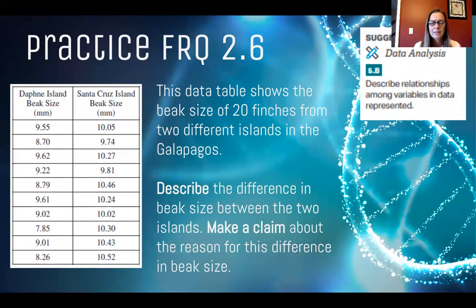All right, so here's our practice FRQ for evolution. We have this data table that shows the beak size of 20 finches from 2 different islands in the Galapagos. I want you to describe the difference in beak size between the 2 islands, and I want you to make a claim about the reason for this difference in beak size. Remember, make a claim is one of our key prompts. We want to make sure that we provide a reason that we think there's a difference in the beak size, and then we want to justify that with evidence and information.